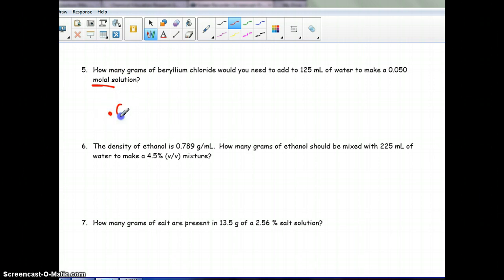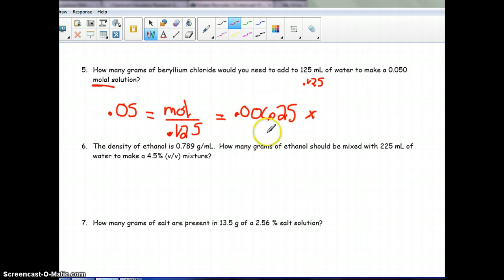So molality is equal to moles of solute, which we don't know, over the kilograms of solution. Well, we know that the density of water is 1 gram per milliliter, so we're just going to assume that we have 125 grams of water, which is 0.125 kilograms. So we're going to put 125 on the bottom. And if we do 0.05 times 0.125, that gives us 0.00625 moles of beryllium chloride. Now we need to multiply by the molar mass to get this to grams.